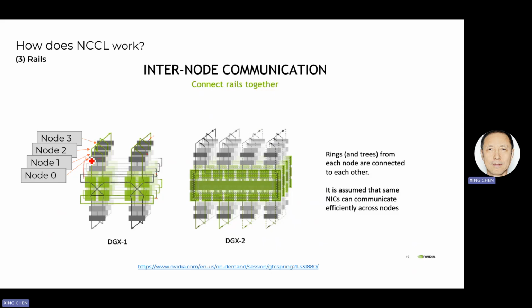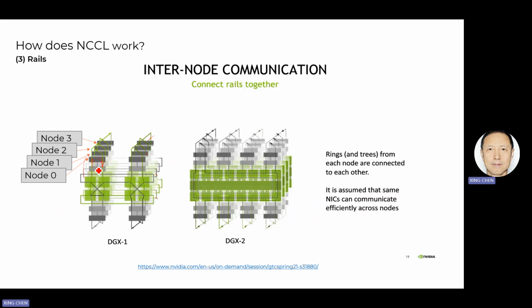The simplest way to do that is this one. For each node, you have an output and an input. The output of node 0 will be connected to the input of node 3. The output of node 3 will be connected to the input of node 2. The output of node 2 will be connected to the input of node 1. The output of node 1 will be connected to the input of node 0.